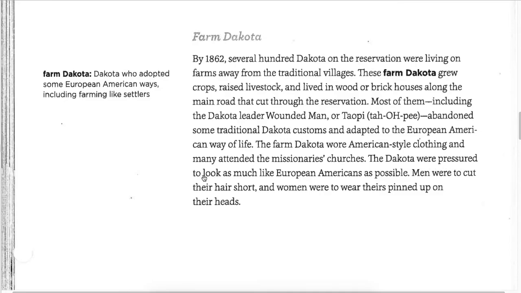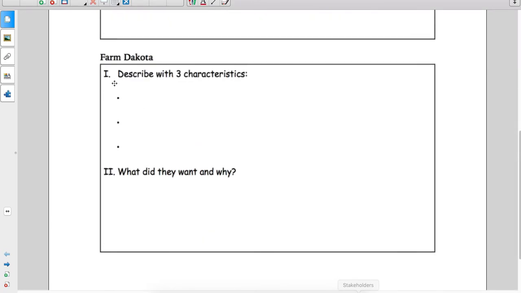The Dakota were pressured to look as much like European Americans as possible. Men were to cut their hair short, and women were to wear theirs pinned up on their heads. So when I look at the term farm Dakota, Dakota who adopted some European American ways including farming like settlers. At this point, you're going to want to pause and you're going to take notes, Farm Dakota, and we're going to do this as a whole group. So we'll pause now.